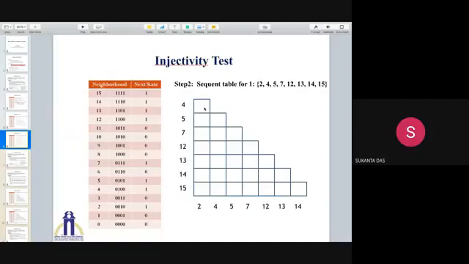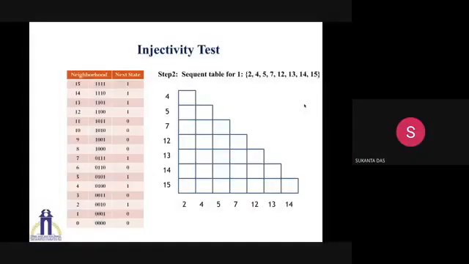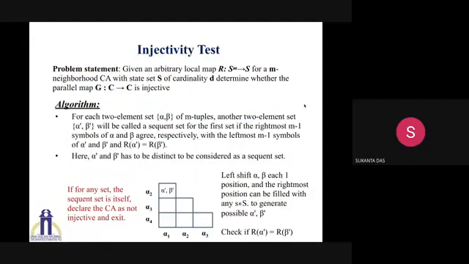Now the next task is to fill up the sequent tables. Let us fill up. I have not started this one. Now, how to fill up the sequent table? Let me read it again. It says, for each two-element set alpha beta. What is alpha beta? Alpha is along the x-axis and beta is along the y-axis.